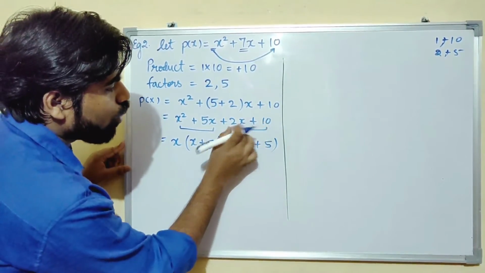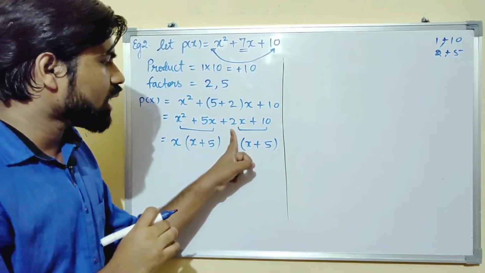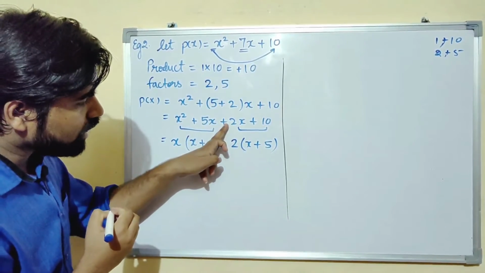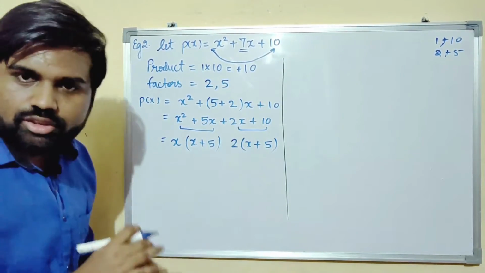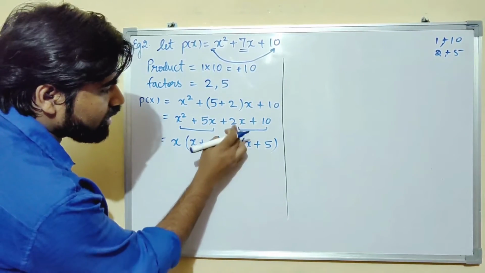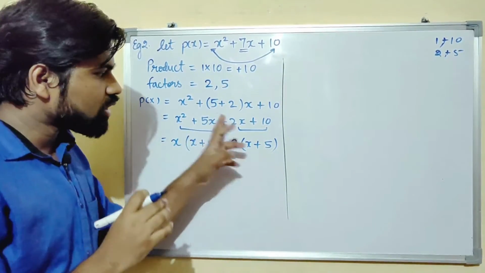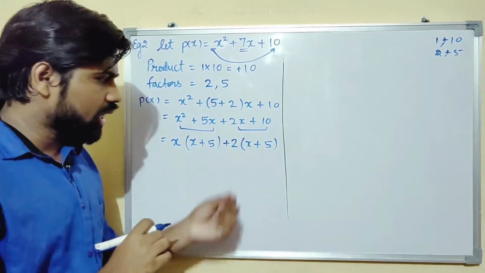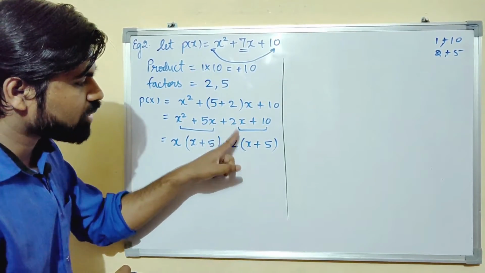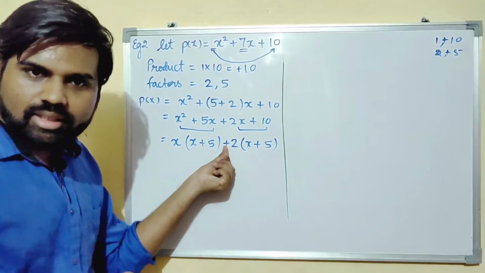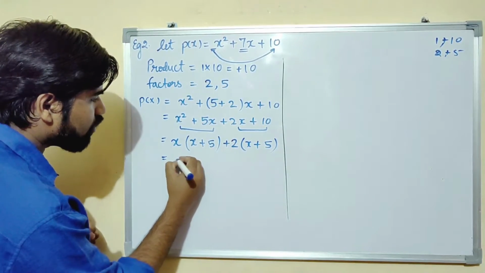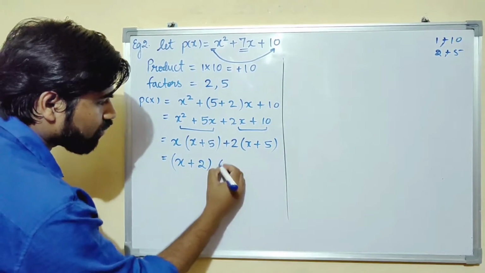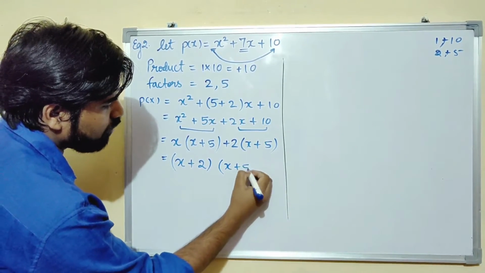Now you see what can be the common in 2x and 10. It is 2, right? And do notice whether the sign of these terms has changed. It is the same. If the signs are the same, then mark it as plus 2. If the sign has been changed here, then you will write a minus sign here. Now your one bracket will be x plus 2, and the second bracket will be x plus 5.